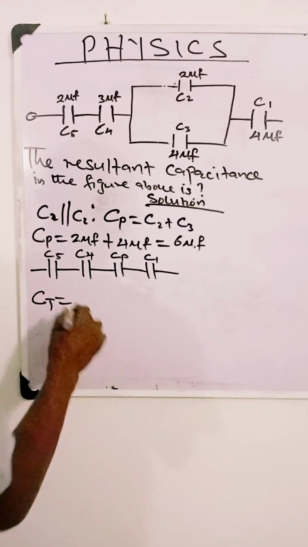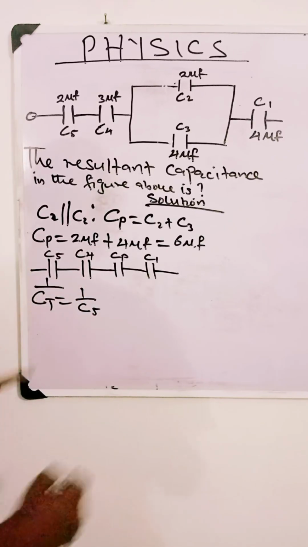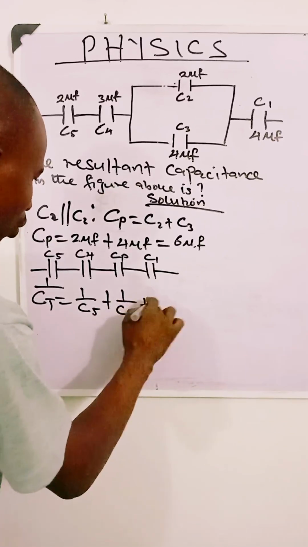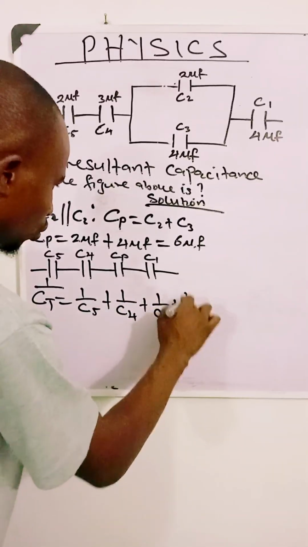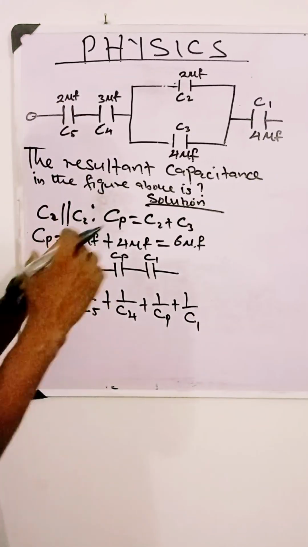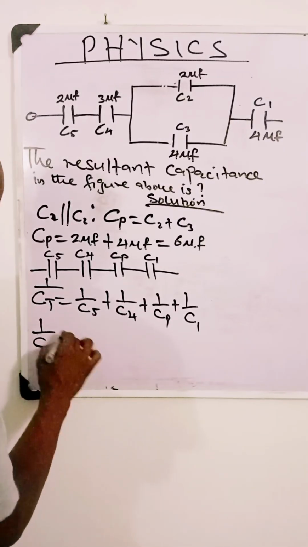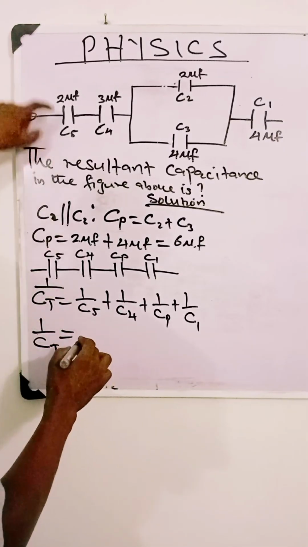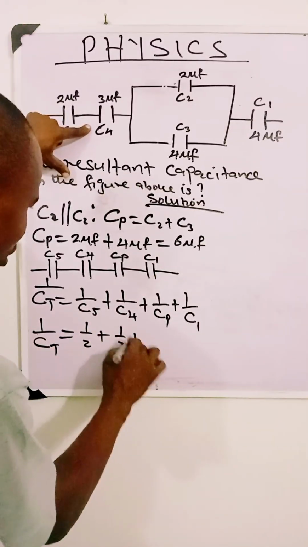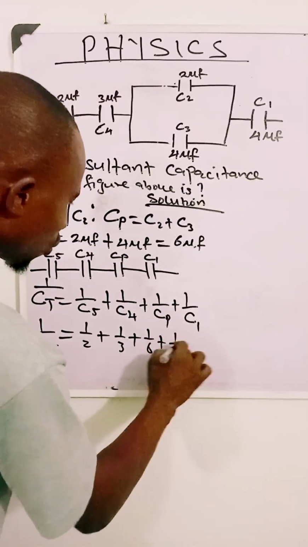Since they are in series, what I'm going to have is 1 over CT is equal to 1 over C5 plus 1 over C4 plus 1 over CP plus 1 over C1. Okay, the summation of the reciprocal of individual capacitance. So 1 over CT is equal to my C5 is 2, 1 over 2, plus my C4, 1 over 3, plus 1 over 6, plus my C1, 1 over 4.